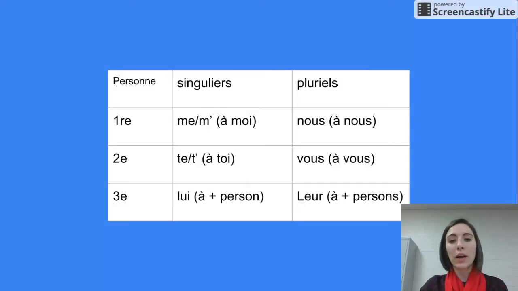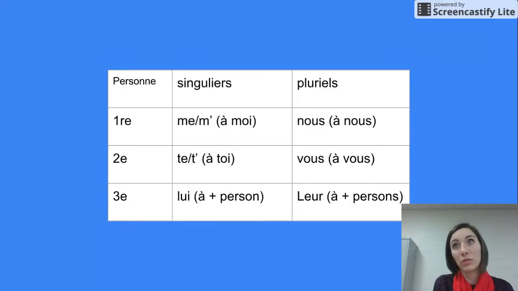Here are indirect object pronouns. You'll see that we have the first, second, and third person. In the first and second persons, we're using the same pronouns as we did with direct object pronouns and reflexive pronouns. So that's kind of easy. So we have right here me, which is our first person singular, which will replace à moi. So if I'm saying something like I speak to myself, je me parle, I speak to myself.